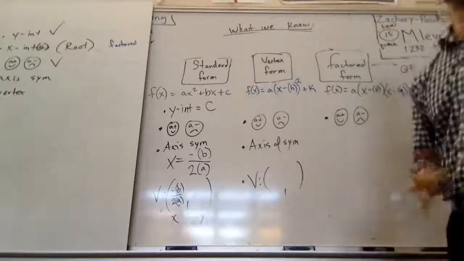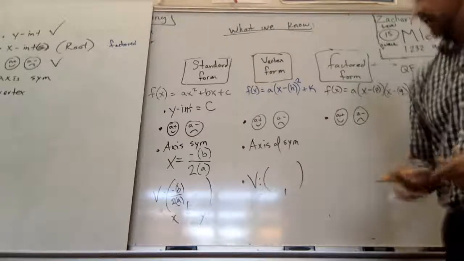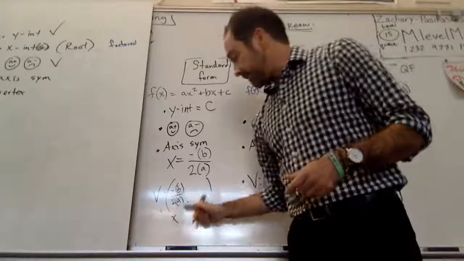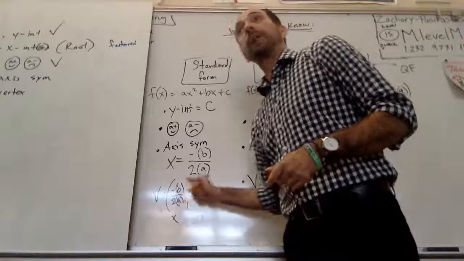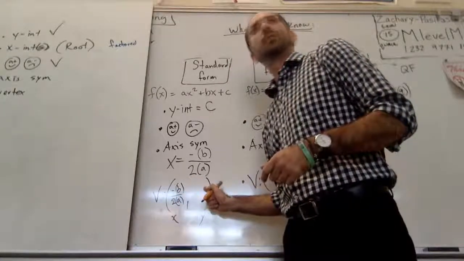Because it's on the axis of symmetry. Once you know that axis, hey, you know the vertex. You find this value for x. What do you do when you have one value and you want to find the y value? You have x. How do you find the y?